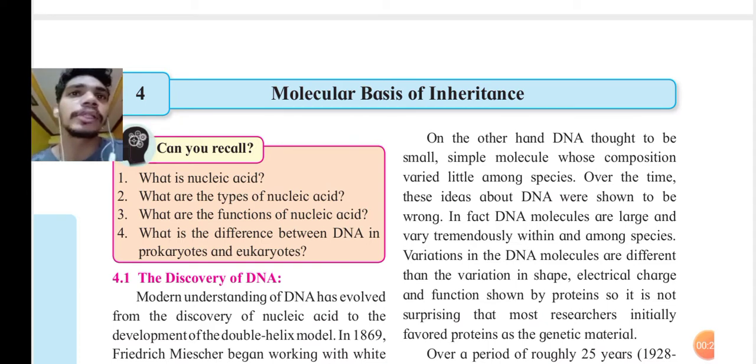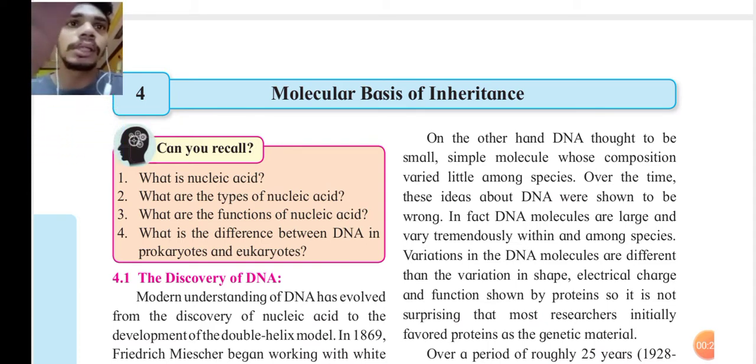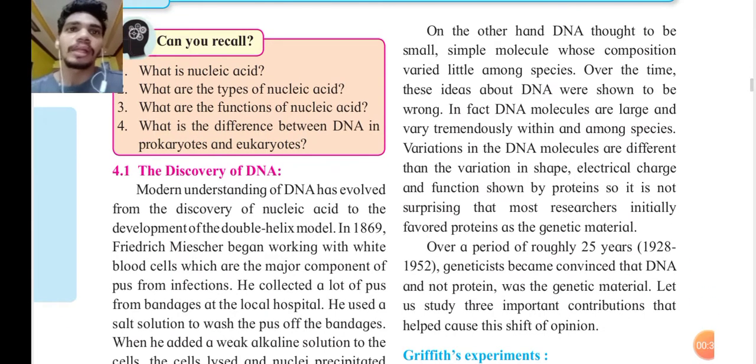Now let's talk about the molecular basis of inheritance. In this case, what we have to understand, see, the discovery of DNA we just have seen. So let's study what exactly the modern understanding of DNA is, how it has evolved from the discovery of the nucleic acid to the development of the double helix model. The double helix model was put forward by Watson and Crick, correct?